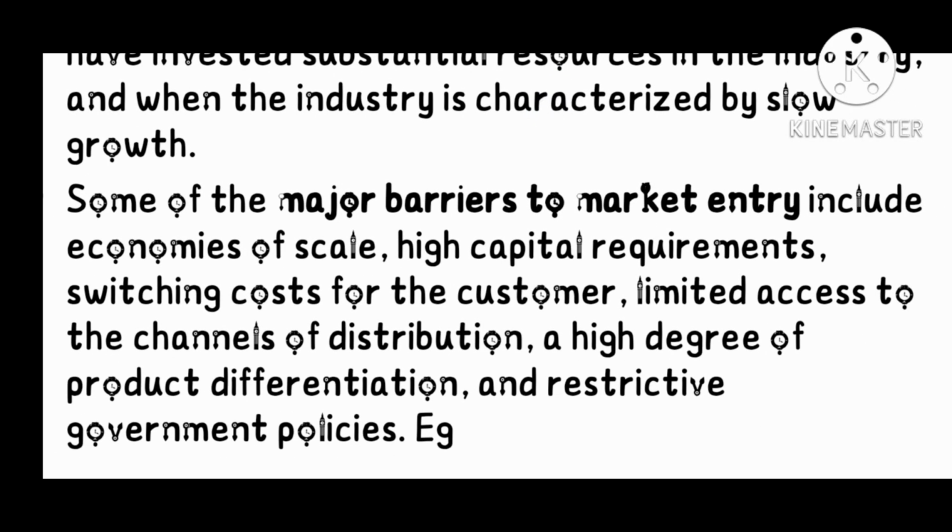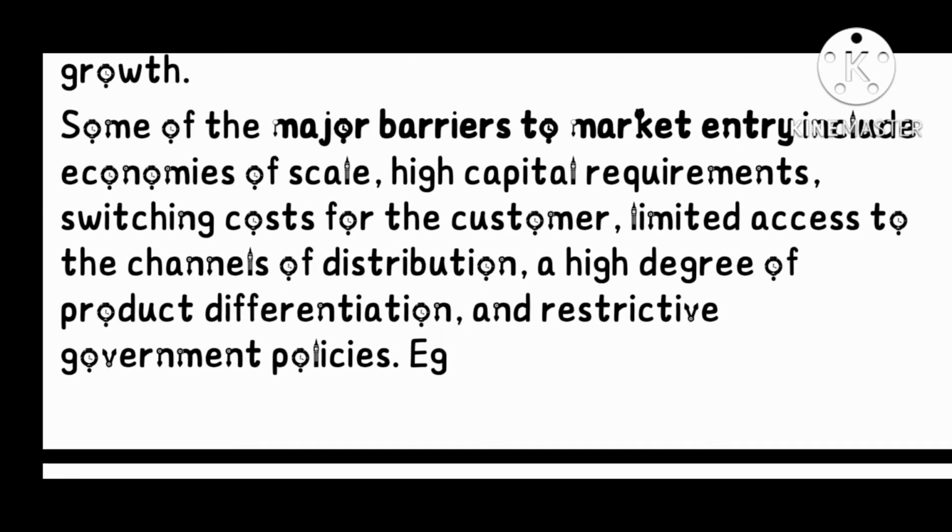So the other point, number two, was barriers to entry. They are telling us some of the major barriers to market entry include economies of scale, high capital requirements, switching costs for the customer, limited access to the channels of distribution, a high degree of product differentiation, and restrictive government policy. So maybe the government has tight policies on entry in a certain market, so you have to follow this and follow that. So these may restrict the new entrants.